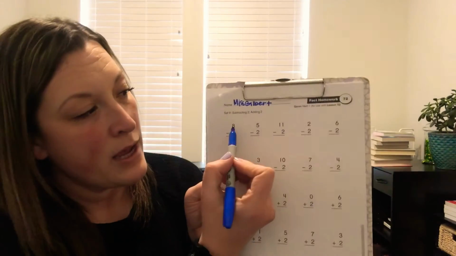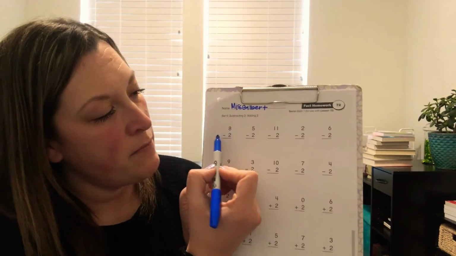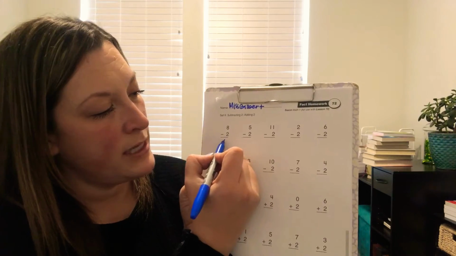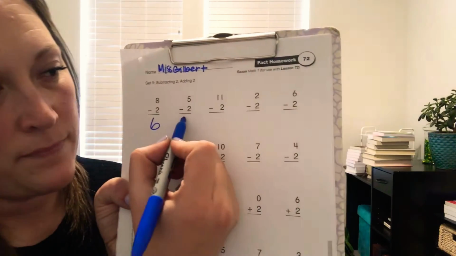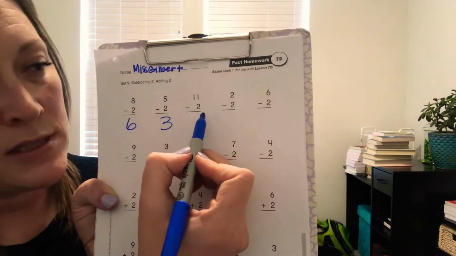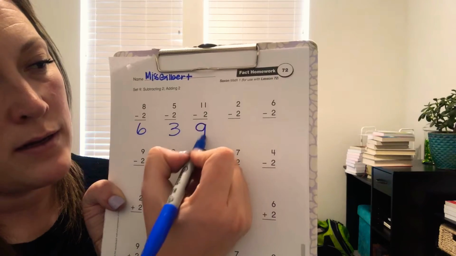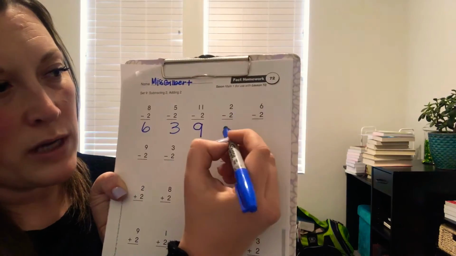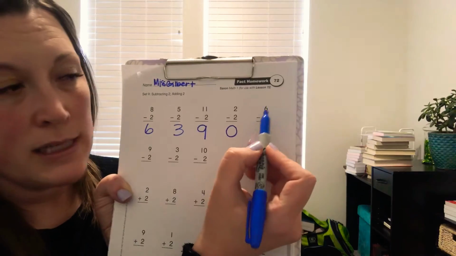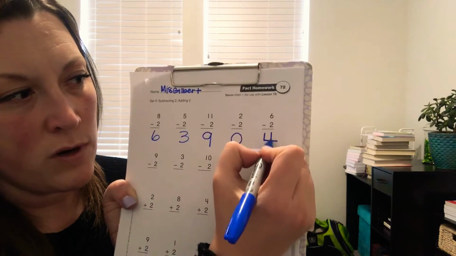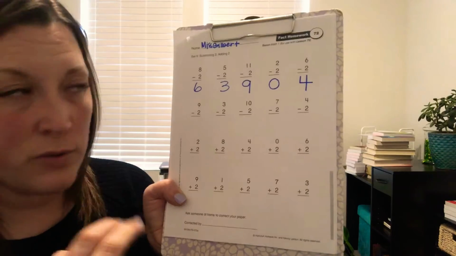But I think it'll be easier for you to just hear me do it with you, okay? So follow along and see if you can say the number at the same time as me, okay? First row, ready? 8 minus 2 equals 6. 5 minus 2 equals 3. 11 minus 2 equals 9. 2 minus 2 equals 0. 6 minus 2 equals 4. So we're just going smaller by 2 numbers.